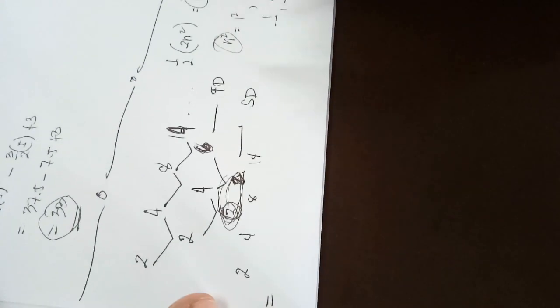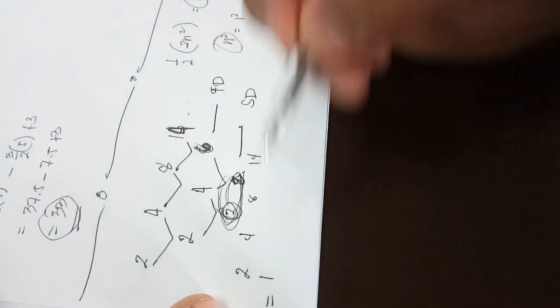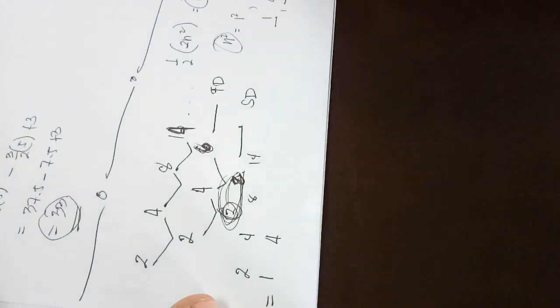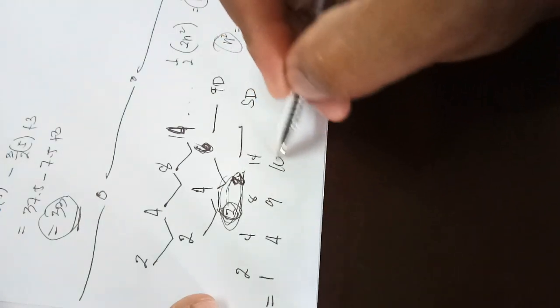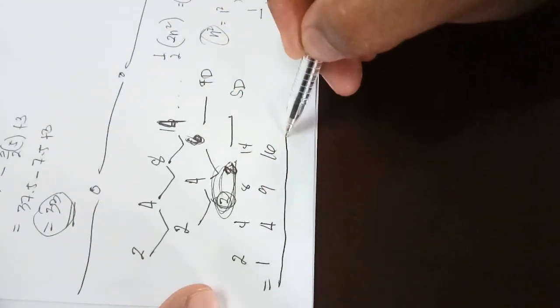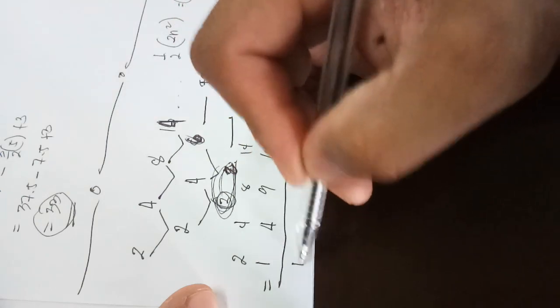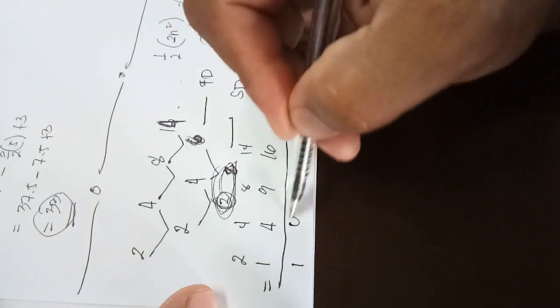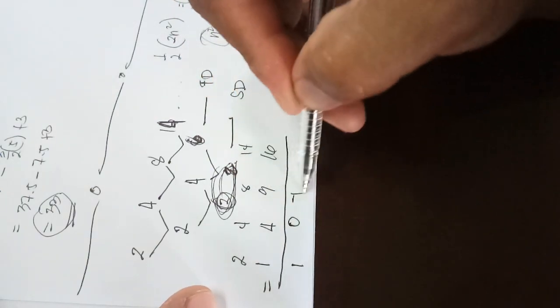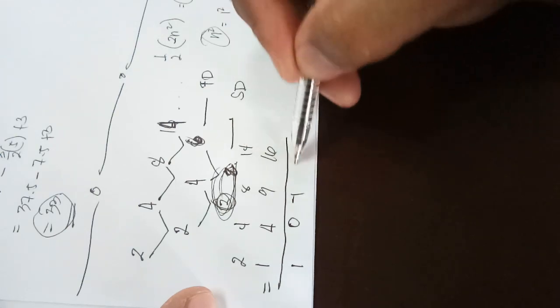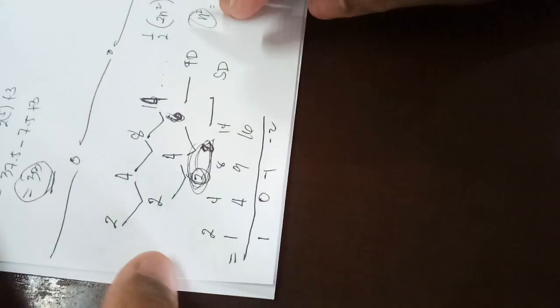While yung result kanina is 1, 4, 9, and 16. Subtract natin. 2 minus 1, that is 1. 4 minus 4, that is 0. 8 minus 9, that is negative 1. 14 minus 16, that is negative 2.